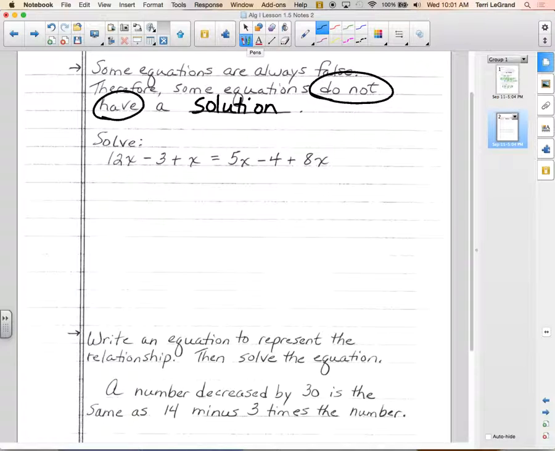Circle those words. Some equations turn out false. That means they don't have a solution. You can try all day to find a number on the number line that would work. So go ahead and solve that one that's there for you now. So let's see what happens.